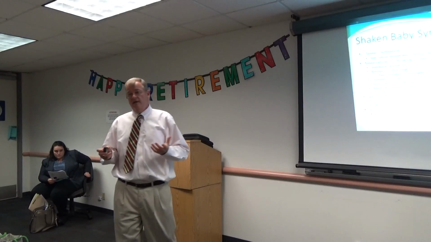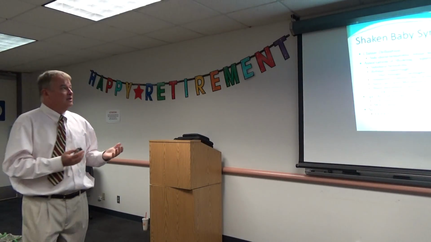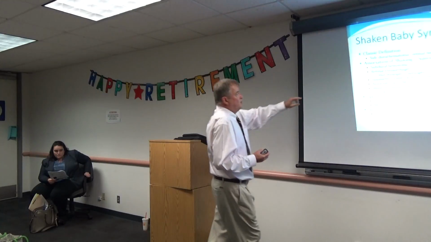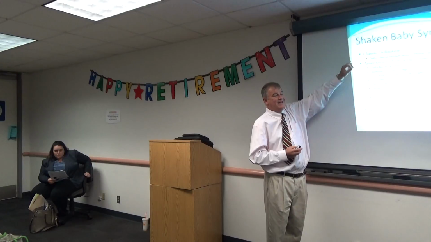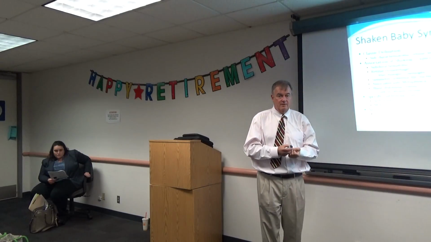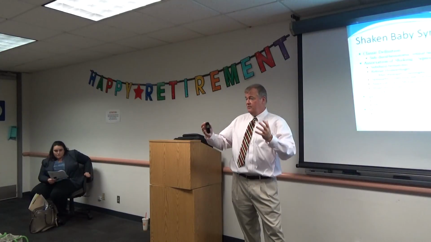Shaken baby syndrome. I get asked a lot about shaken baby syndrome. I can tell you the classic definition involves three things: subdural hematoma, retinal hemorrhaging, and cerebral or spinal cord edema. That's classic shaken baby syndrome. That's not typically what it gets morphed into now.